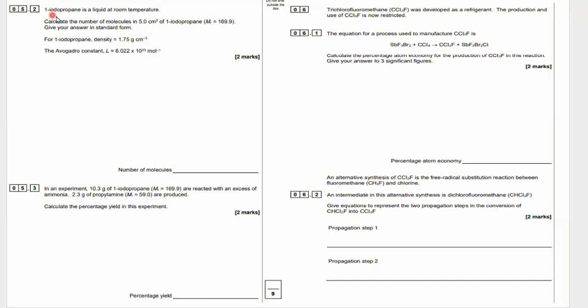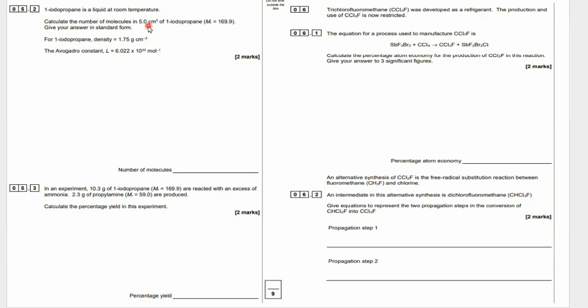Okay, 5.2. 1-iodopropane is a liquid at room temperature. Calculate the number of molecules in 5 centimeter cubed of 1-iodopropane with an MR of 169.9. Give your answer in standard form. For 1-iodopropane, density equals 1.75 grams per centimeter cube. The Avogadro constant with the symbol L is 6.022 times 10 to the 23 mole to the minus 1, and this is worth 2 marks. So what do we need to do here?